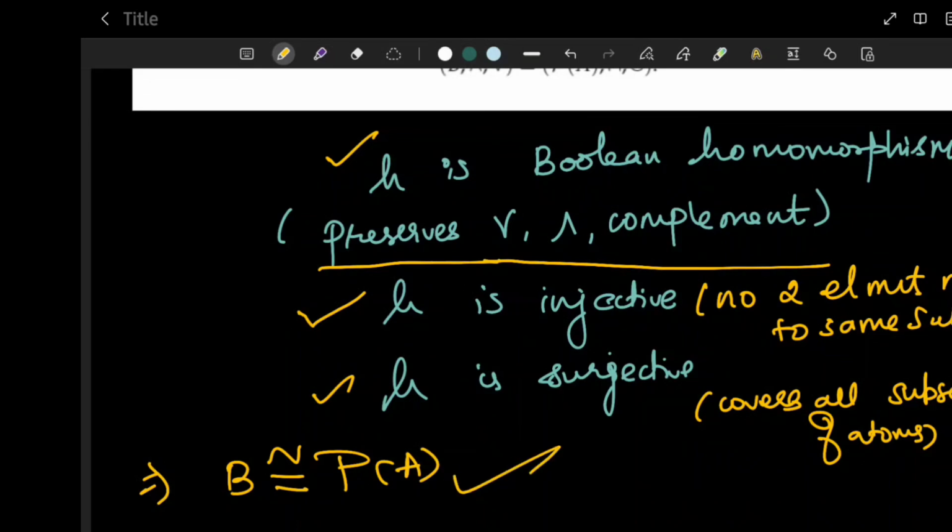So that's it for today's lesson on representation theorem in Boolean algebra. I hope you now understand how every finite algebra can be represented as power set of its atoms, a simple but powerful idea that makes abstract algebra more visualized and relatable.